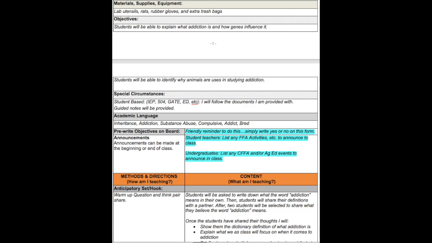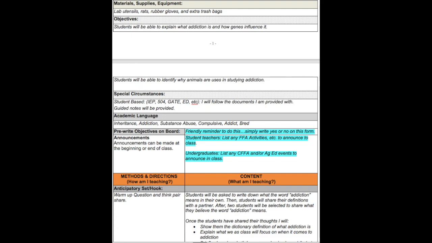My special circumstances, so these are for students with IEPs, 504s, will vary based off the records I receive from an office or who is in my current class, but I always like to give guided notes for anything I do. For my academic language, here are some words that will be hard for some students or new for some students. So I always give a little definition term, little word box on any worksheets I have, or I have a page where students can keep new terms.